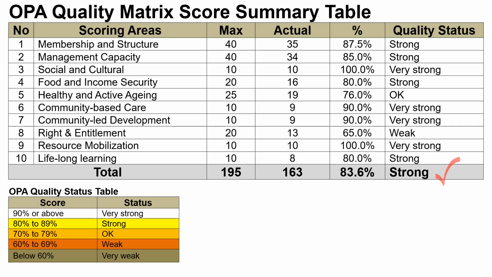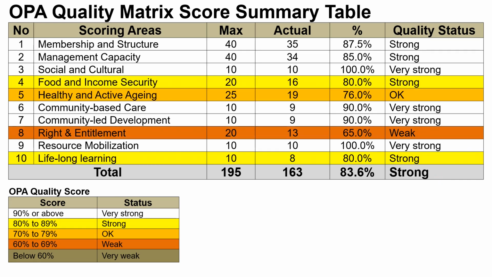In addition, with this information, the OPA and leading implementing partner can identify which scoring areas or components the OPA needs to focus on in the coming months and how much improvement is needed.